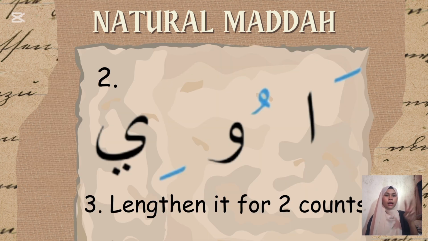Number 2, a fatha must be present on the letter before the alif. The dhamma must be present on the letter before the waw. And the kasra must be present on the letter before the ya. And number 3, we lengthen the sound in 2 counts or in 2 seconds.